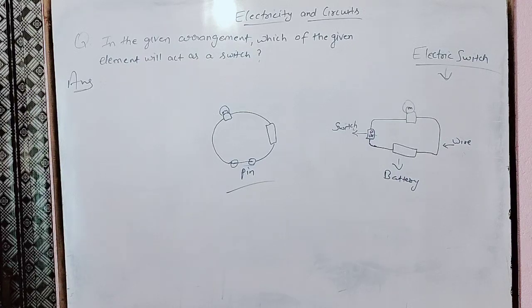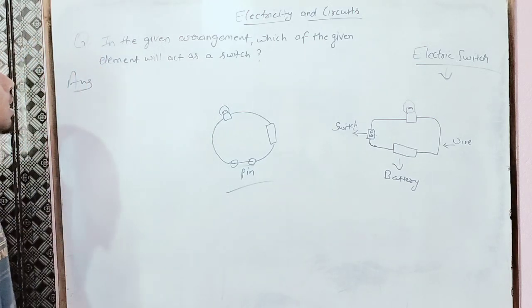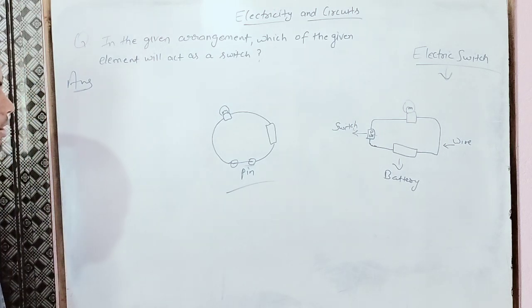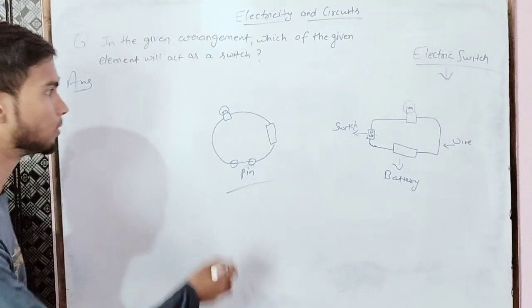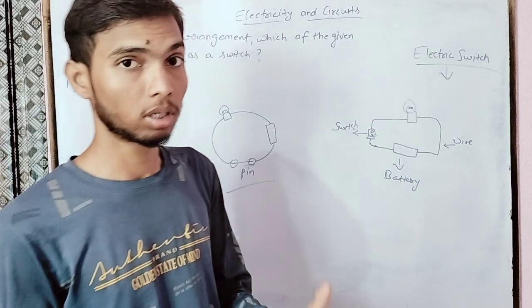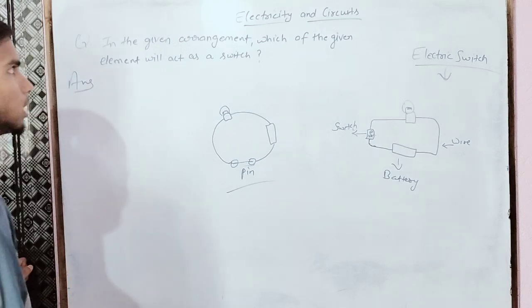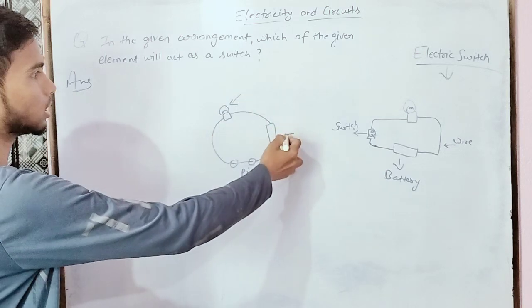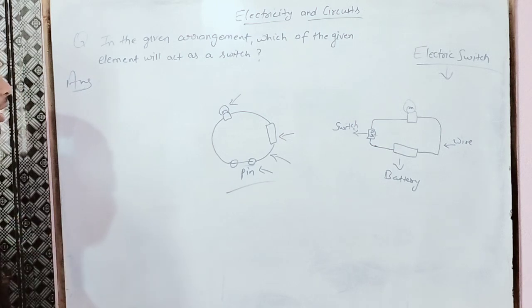In this given arrangement, which is an electric circuit, which of the given elements will act as a switch? So here we don't have an electric switch in this arrangement of the electric circuit. So it is saying which of the given elements. This is one element, this is the second element, this is the third element, and this wire is the fourth element. We have four elements in the closed electric circuit.